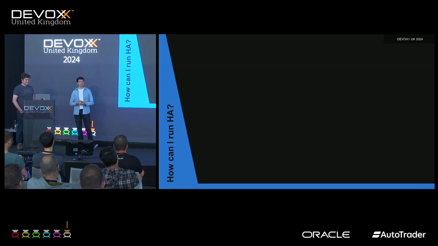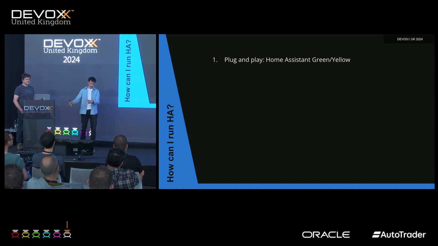So roughly speaking, there are 3 ways you can get Home Assistant running. I will go from the easiest to the more advanced. The easiest is the plug and play. You can buy on the Home Assistant website the green or the yellow one, and it comes to your home, you put the power, you put the network, and you're done. That is really, really simple.